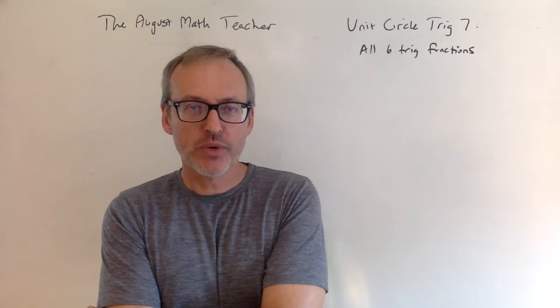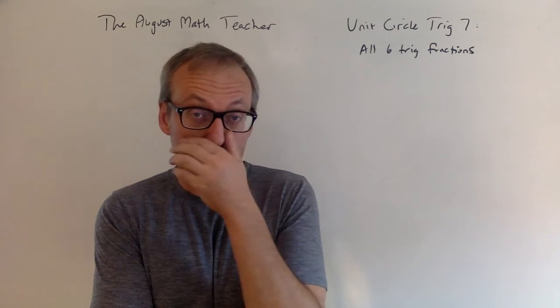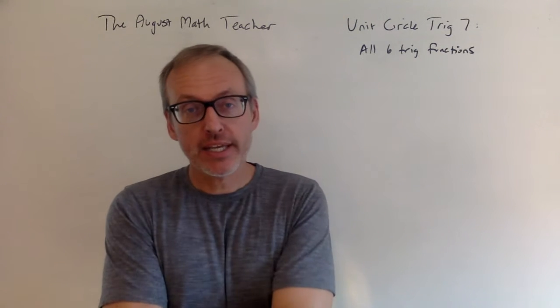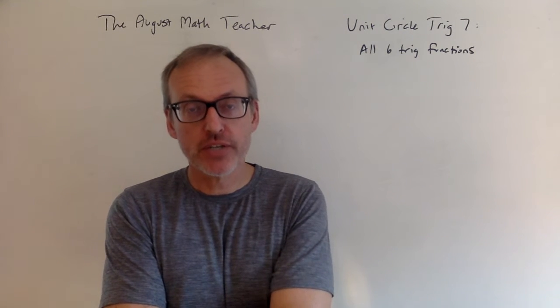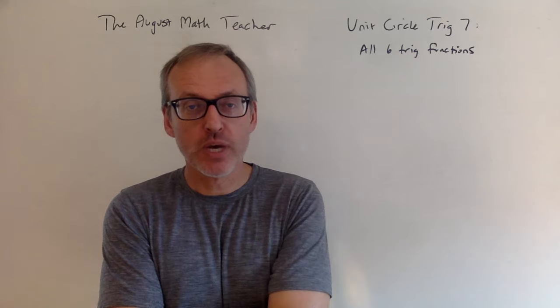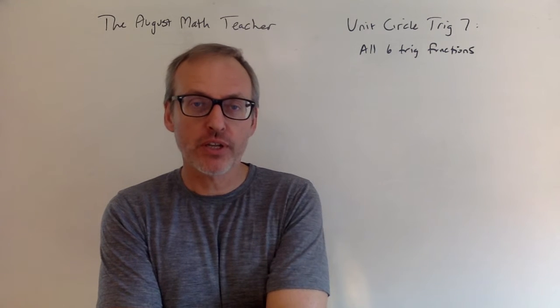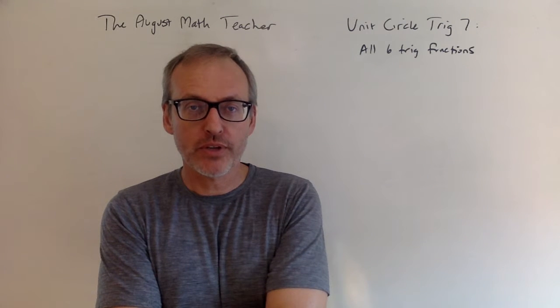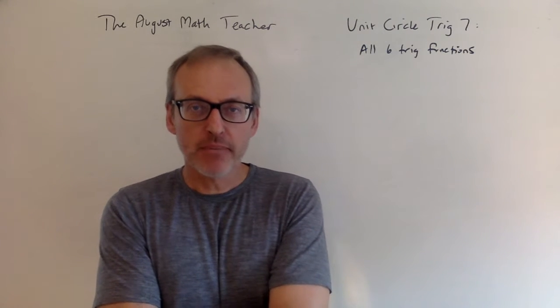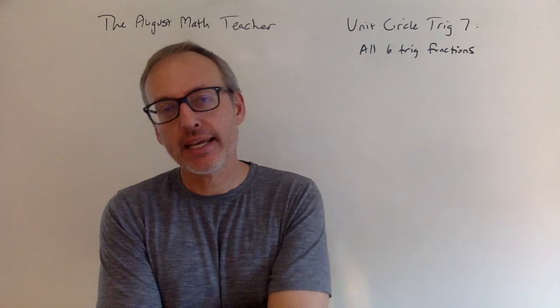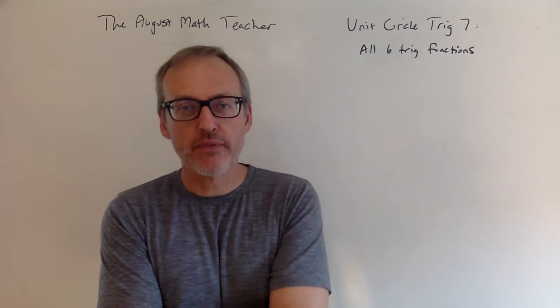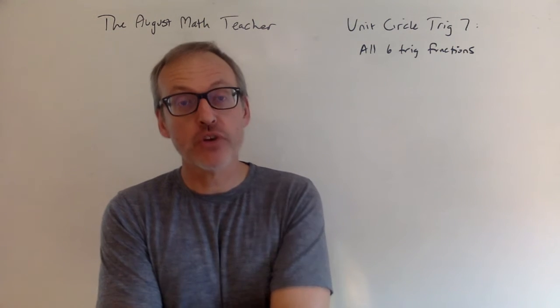In this one, I'm going to build on the last one. In the last one, I introduced the definition of sine and cosine of theta as the y and the x values on the unit circle where the terminal ray of theta intersects it. And I'll review that in a second. But I'd like to expand on that and show you the definitions of all 6 of the trig functions.